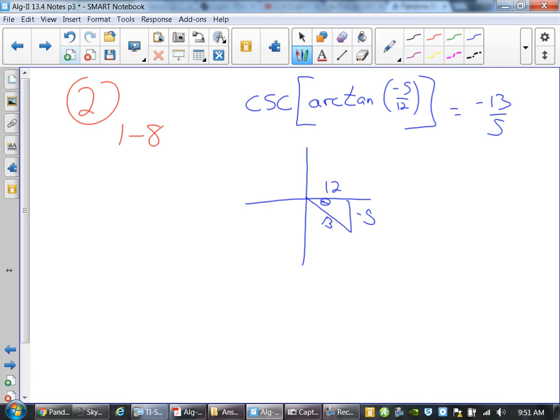Why is it -5? When you work with arctangent, remember it's what angle has that tangent. So you're going to drop between here and here. Tangent being opposite over hypotenuse, the fraction is opposite over hypotenuse. Damn it, it's opposite over adjacent. Excuse me.